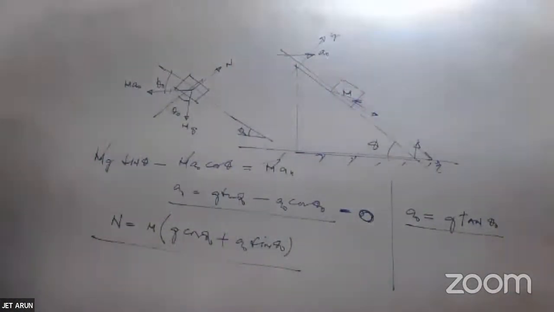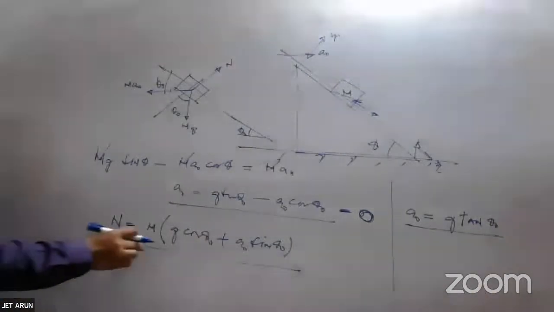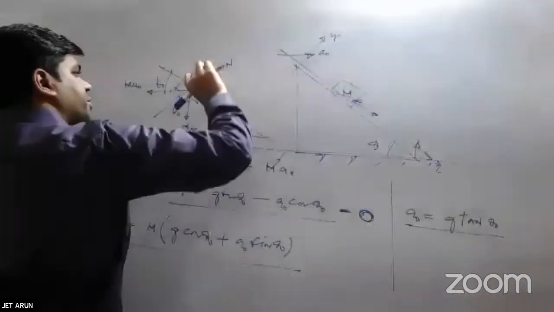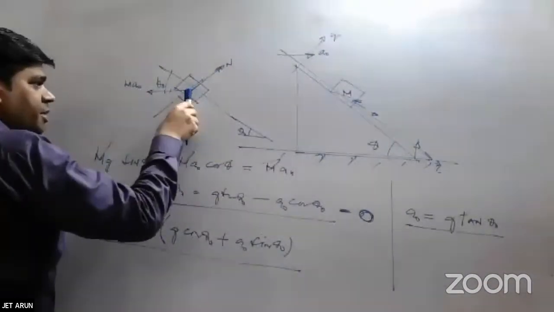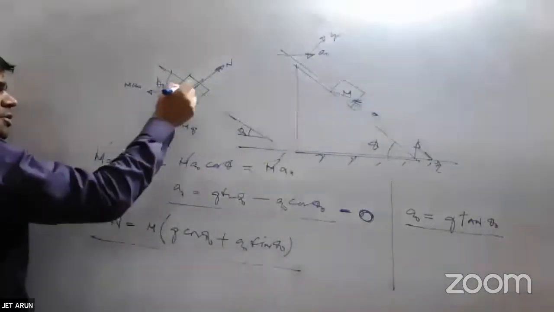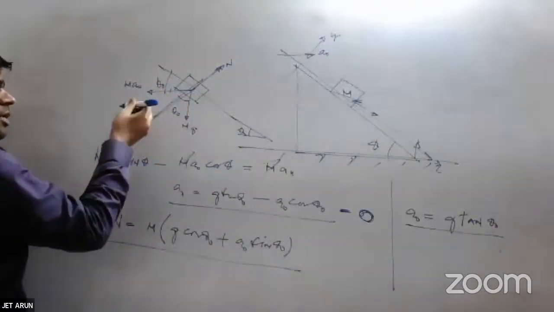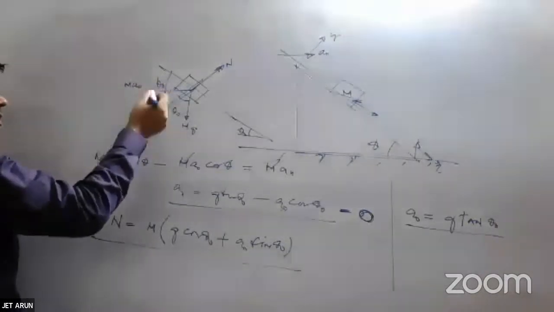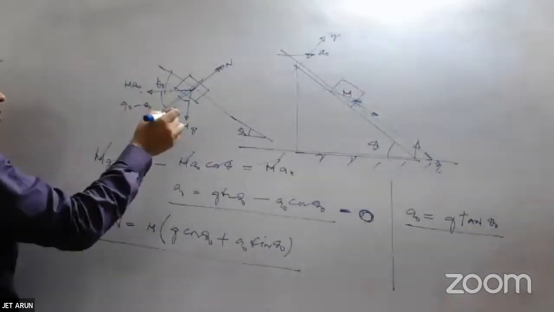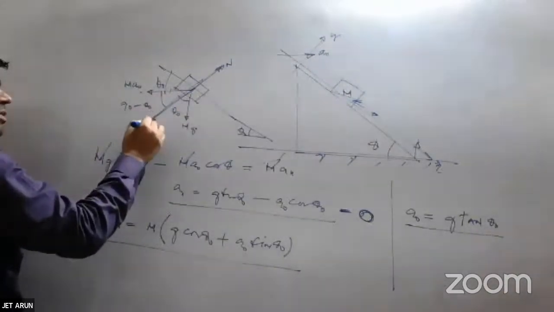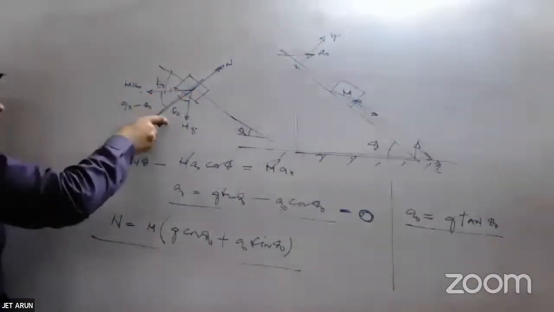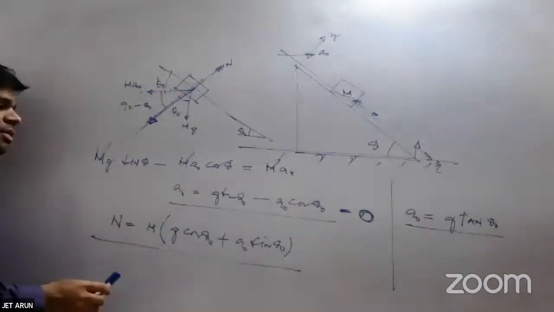Sir, can you explain how the normal reaction equation is written? Normal reaction is this way, perpendicular to this plane. mg cos theta is one component perpendicular to the plane, and this is ma sin theta. This is 90 minus theta, and ma cos of 90 minus theta is ma sin theta. So mg cos theta plus ma sin theta are both parallel and opposite to the normal reaction.